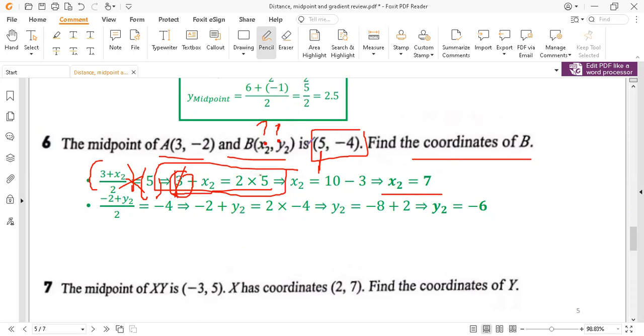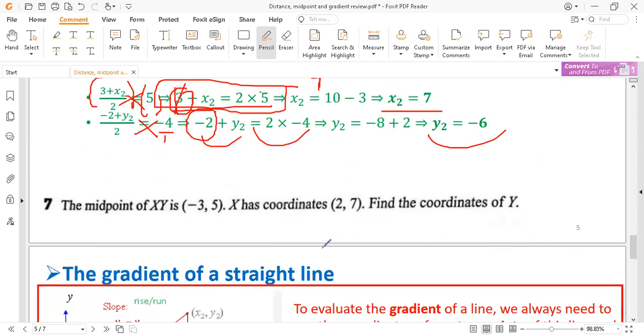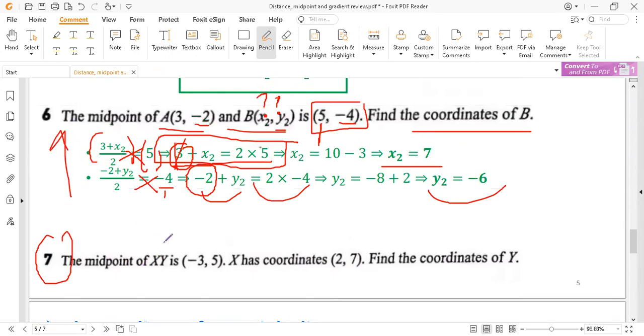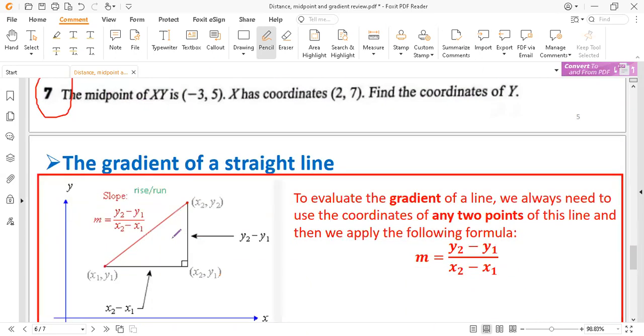And similarly, -4 as the ordinate of the midpoint equals the average (-2 plus y2) over 2, and with cross multiplication, under -4 we can put 1 to resemble a fraction, and then -2 plus y2 equals -4 by 2. And then, as we said before, we move -2 to the right-hand side of the equal sign. So normally -2 becomes +2, to obtain finally y2 equals -6.